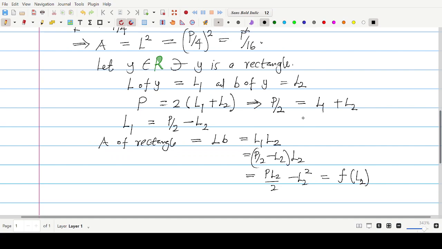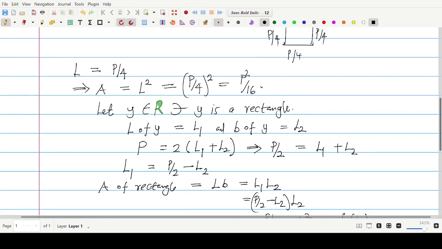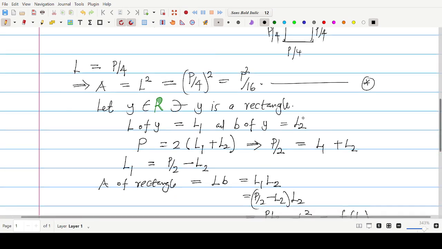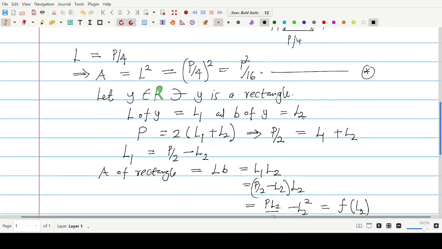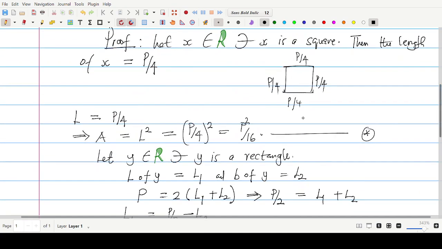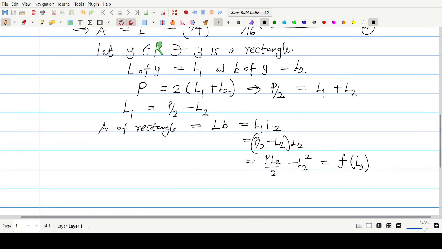All right? Now, don't forget that this is the area of the square. This over here, let's call it star. That's the area of the square. So if we can show that the maximum area of a rectangle is that of the square, we've answered the question. That means the maximum area in the set is the area of the square we've already calculated above over here. Look at it, star. All right.